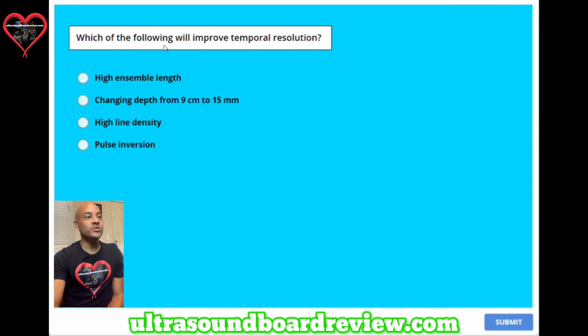Question 6. Which of the following will improve temporal resolution? A, high ensemble length. B, changing depth from 9 centimeters to 15 millimeters. C, high line density. Or D, pulse inversion.